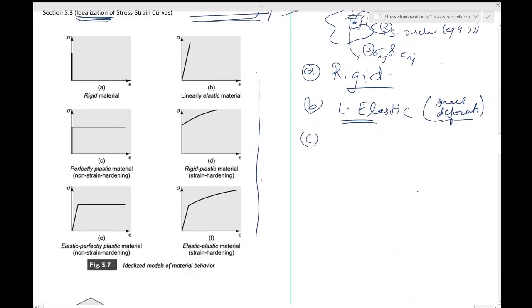Okay, then you can have a perfectly plastic material. Let's see. Okay, so it's called a rigid plastic. So let's see. A rigid plastic material is one in which the elastic and time dependent deformations are neglected. Okay, so why is it called a rigid plastic material?